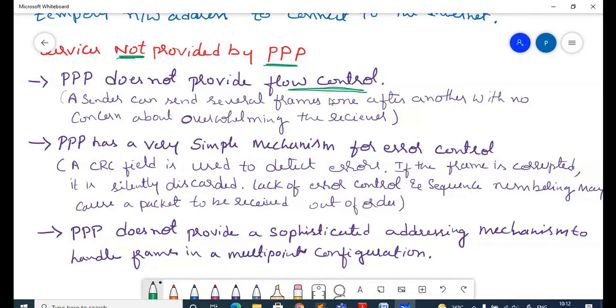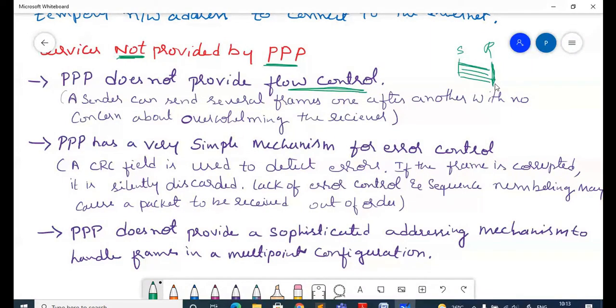I think you got a question in the test: what is the difference between error control and flow control? Flow control means that if the sender is sending the data at a faster rate and the receiver is very slow in processing the data, and the sender keeps on sending at a faster rate, at some point the receiver is going to be overwhelmed. Whatever data the sender is sending at a faster rate may not be possible to process at the receiver side, because its processing speed is very low.